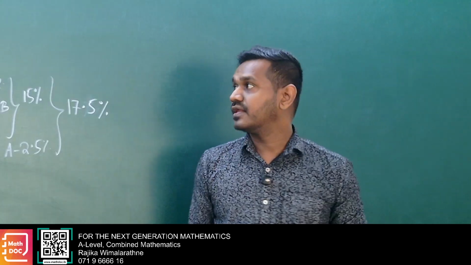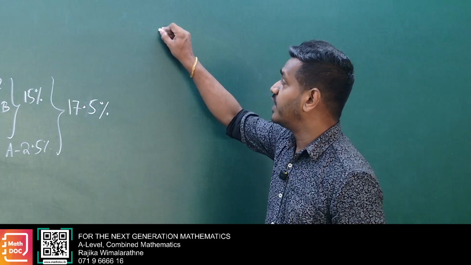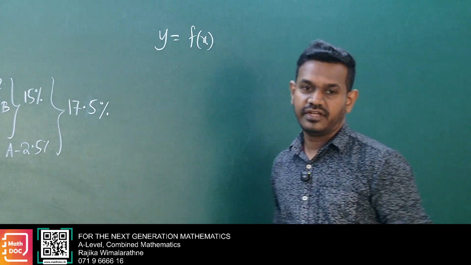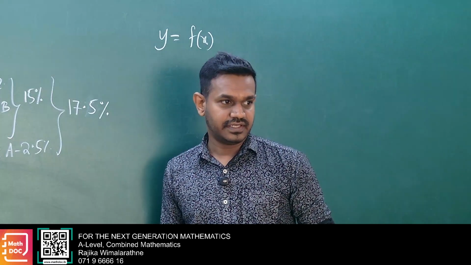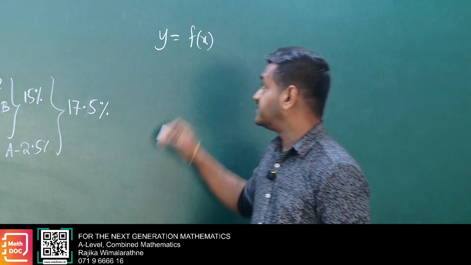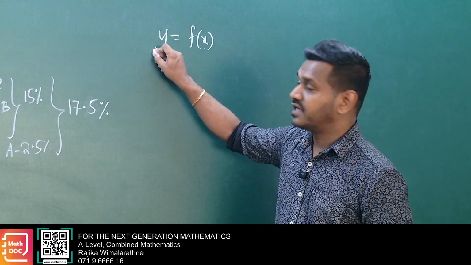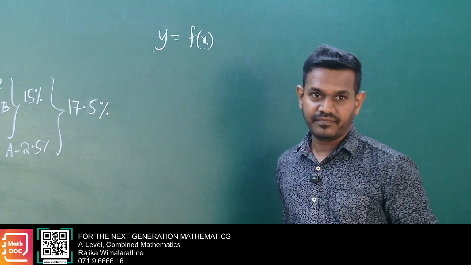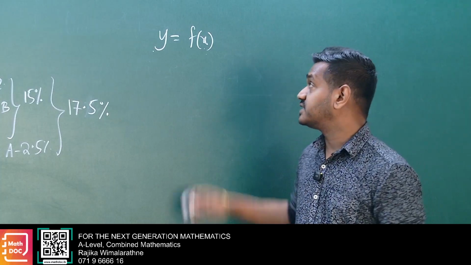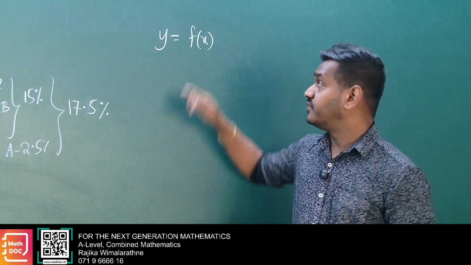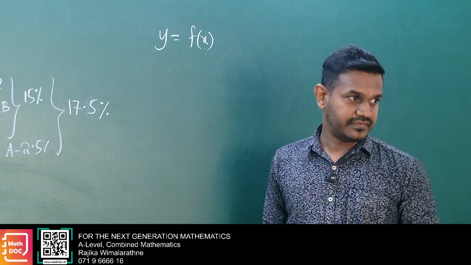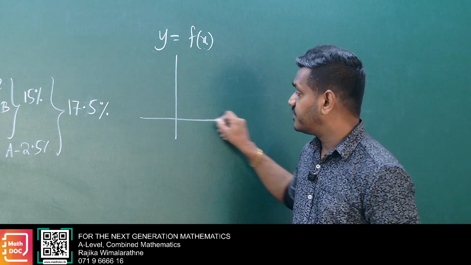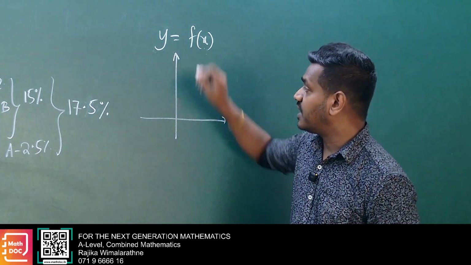Consider the variation between two variables x and y. We denote it by a function, y equals f(x). Here x is the independent variable and y is the dependent variable. As x varies, y varies. Therefore, when you consider this type, we can sketch a graph.